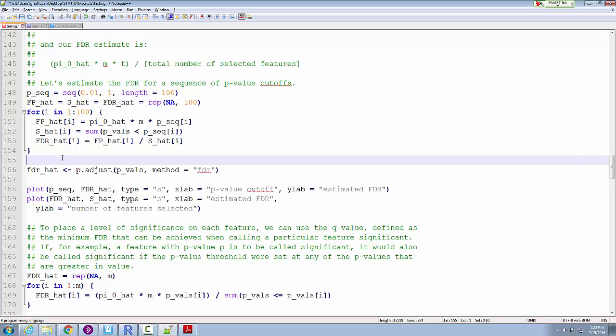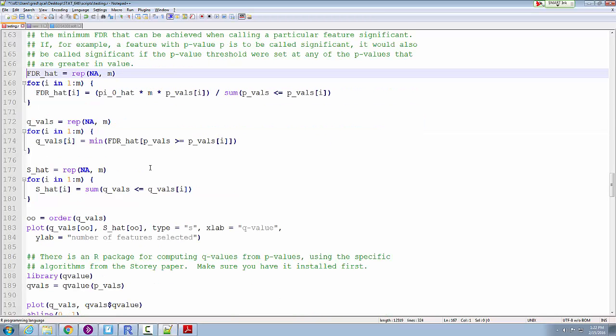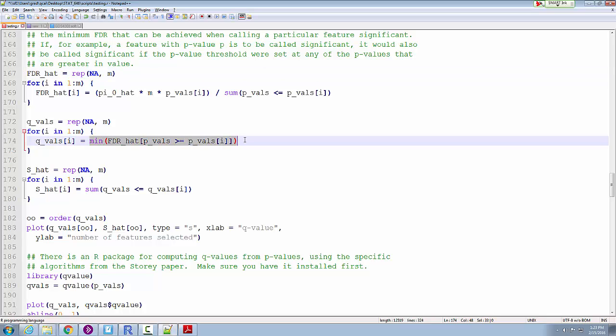Oh, what I really want is something called a Q value. We talked about this last time. What a Q value is, what I think we just got out of p.adjust. A Q value is like a p-value, but it's derived from false discovery rates as opposed to type 1 error rates. It's defined, we said briefly last time in that paper, as the minimum FDR that can be achieved if you were to call gene i significant.